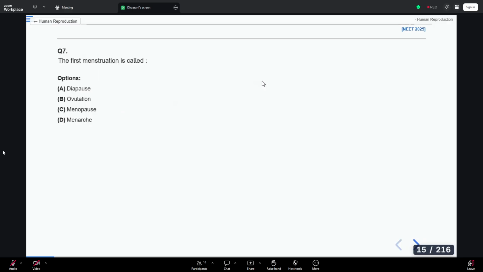The first menstruation is called? What is the first menstruation called? Very good, Saksham is too fast today. Diapause, ovulation, menopause, menarche. What is the first menstruation called? Very good. Come on, fast. Option D. Okay, option D.